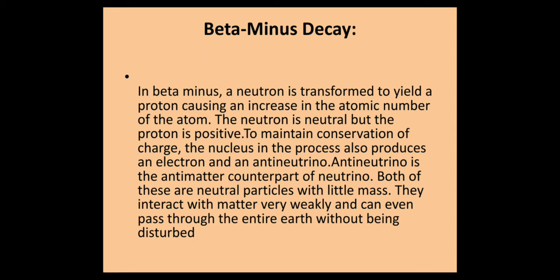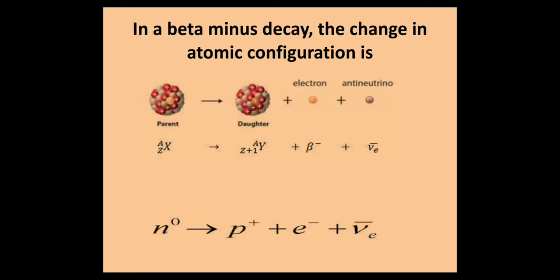Antineutrino is the antimatter counterpart of the neutrino. Both of these are neutral particles with little mass. They interact with matter very weakly and can even pass through the entire Earth without being disturbed. In a beta minus decay, the change in atomic configuration is given by a parent giving rise to a daughter plus an electron and an antineutrino.